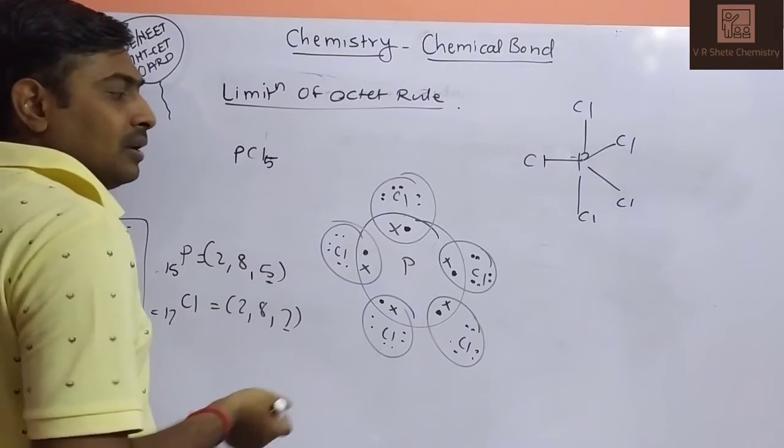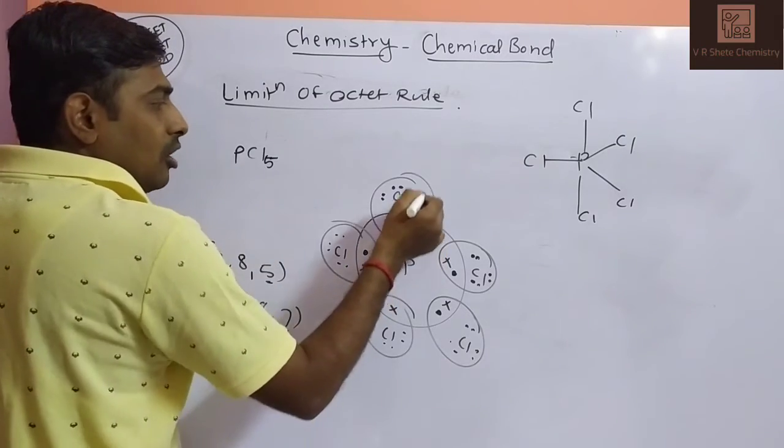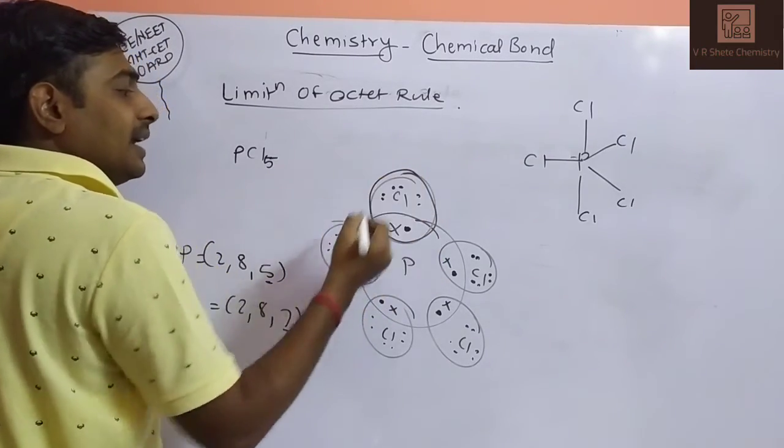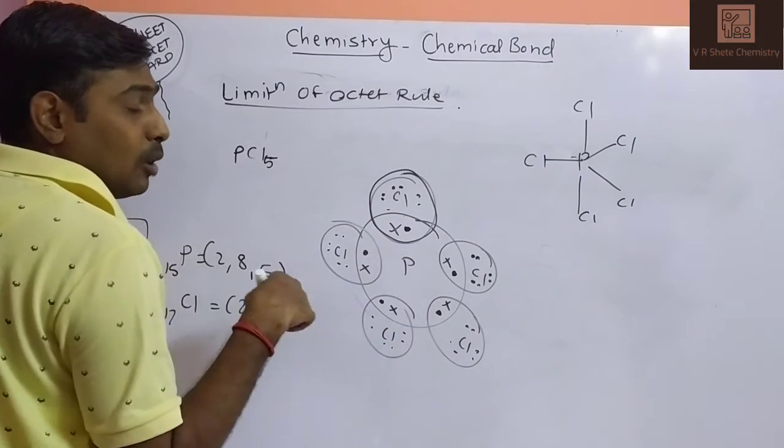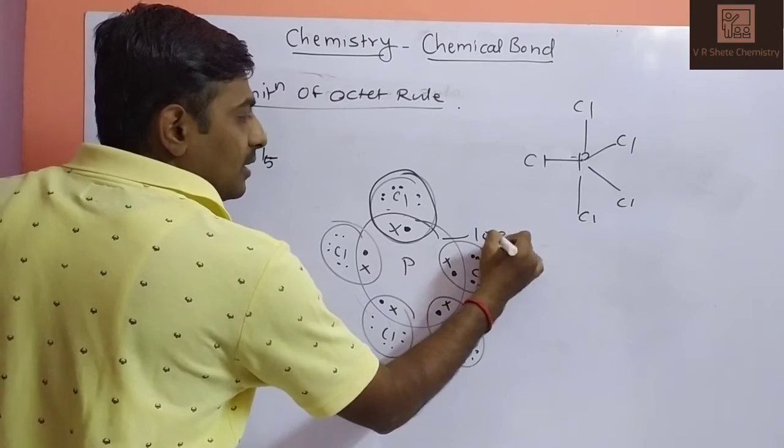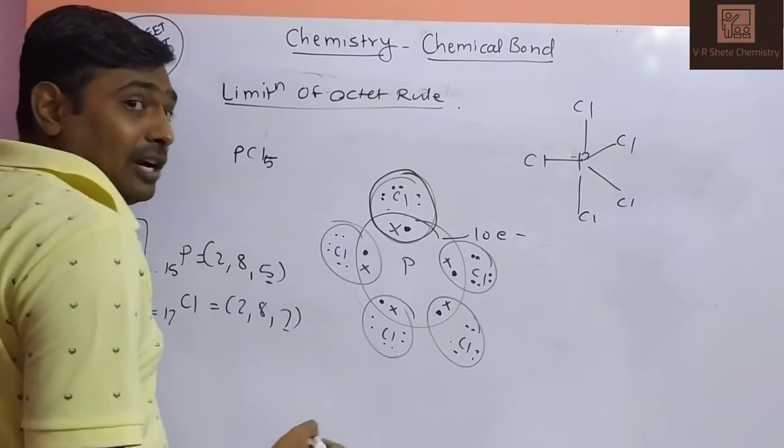So this is your expanded octet. If you observe the orbital of every chlorine, it contains 8 electrons. But when you observe the orbital of phosphorus in the molecular state, 10 electrons are there. So this is an example of expanded octet state.